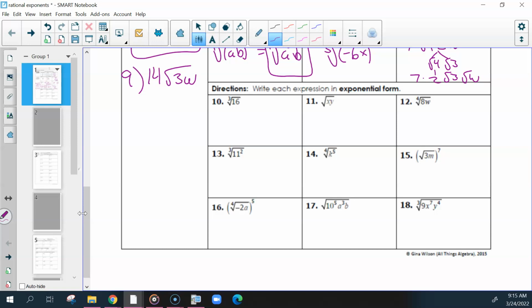So if we are now given radical form and we have to write it in exponent form, how would we write the cube root of 16? And there's nothing we need to do with that. We don't need to convert it back or solve it or anything like that. How would we write 11? X, Y. Now, if I just write it like this, are both things being raised to 1/2?